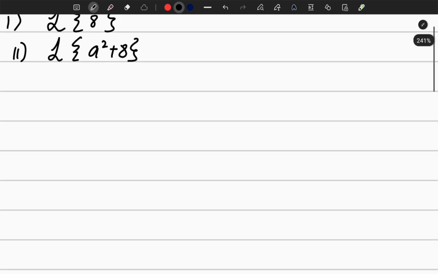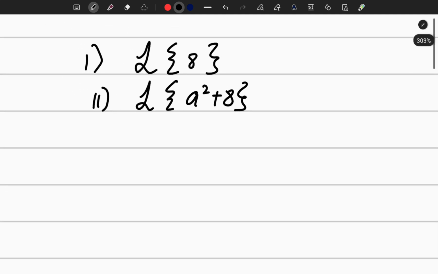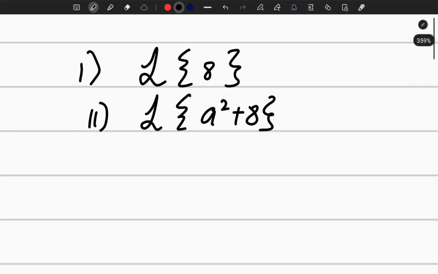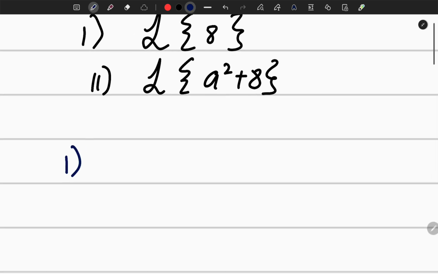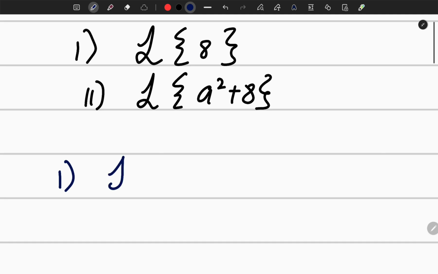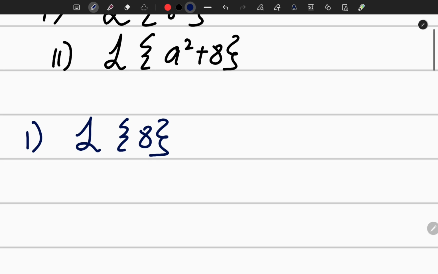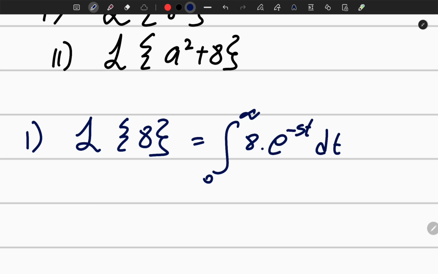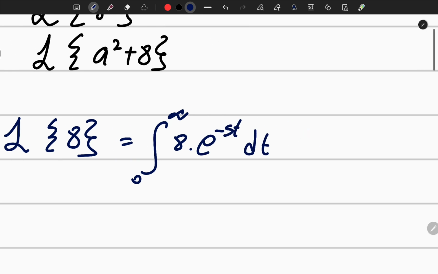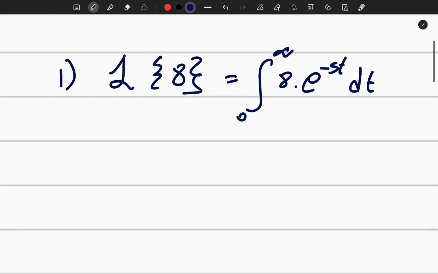In this video, I'm going to talk about these two examples. Let's talk about question one. That is basically the Laplace transformation of 8. I can write this as the integral from 0 to infinity of 8 times e to the minus st dt and do the integral. But in this video, I'm going to use the properties I talked about before.